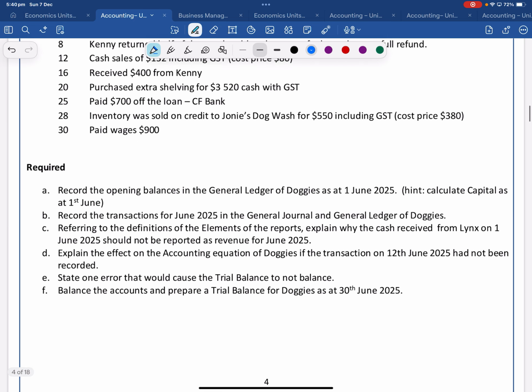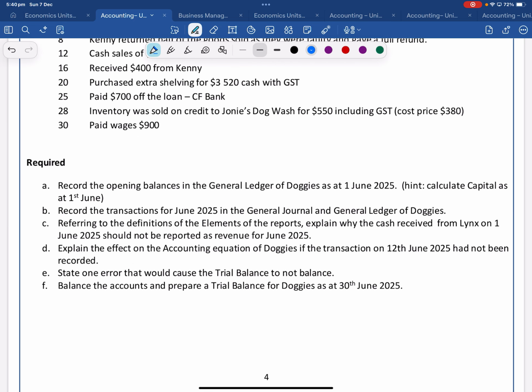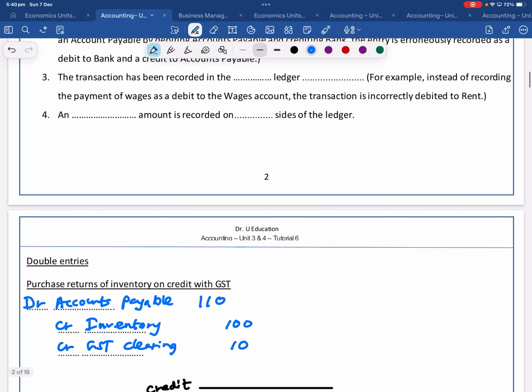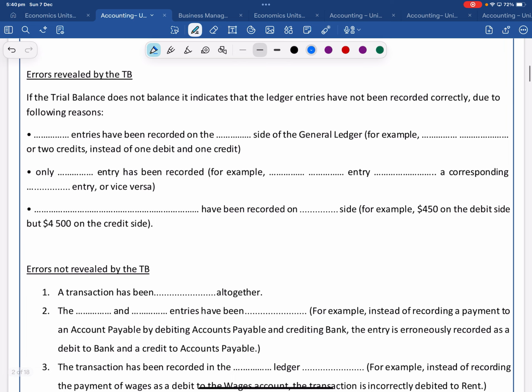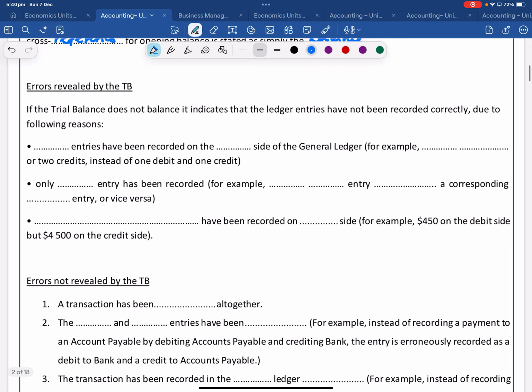Okay, guys. Part E. State one error that would cause the trial balance to not balance. Any errors? Yes, but we haven't done it. Let's do it now. I think I should have told you this earlier.